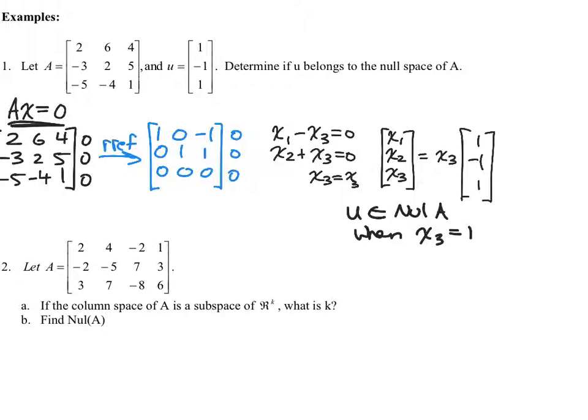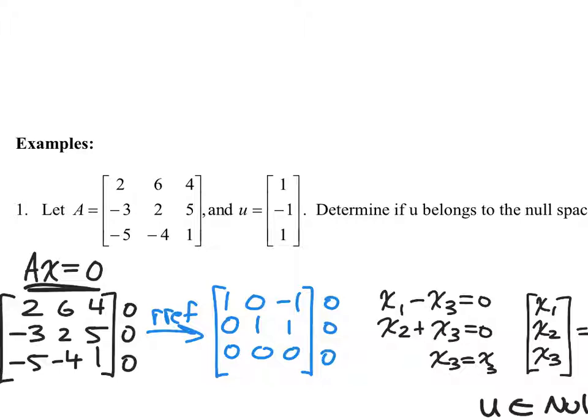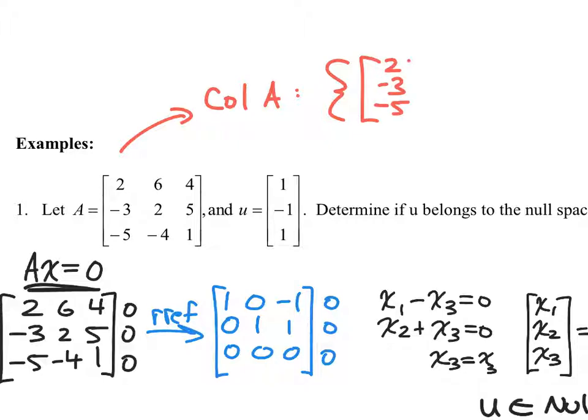So if I wanted to, they didn't ask me to, but I could off on the side here say that the column space of A would be the set containing the vector (2, -3, -5) and the vector (6, 2, -4).